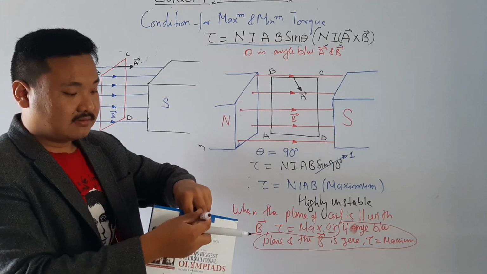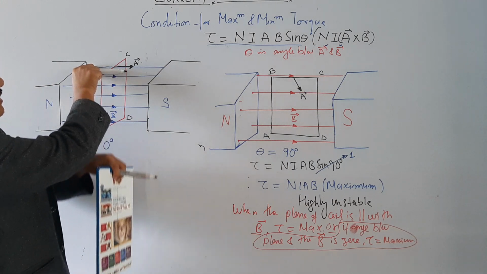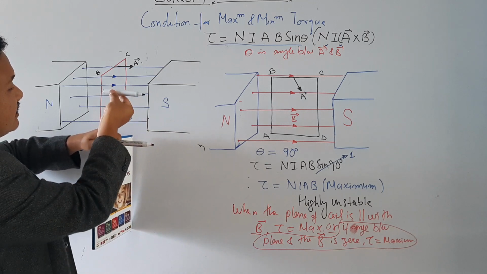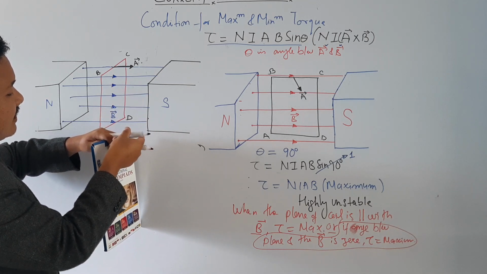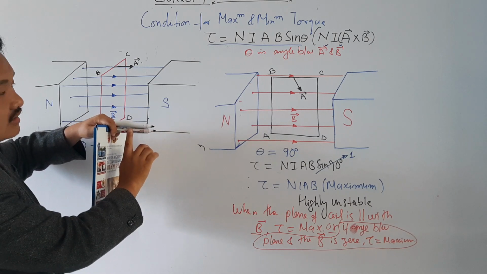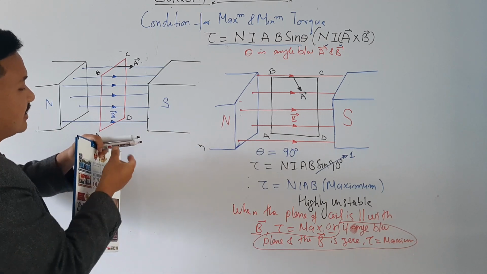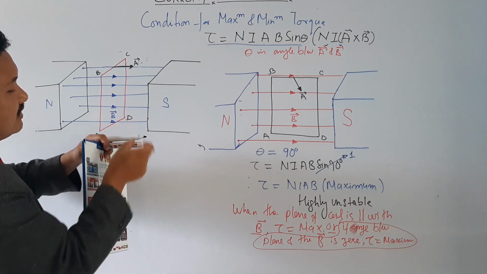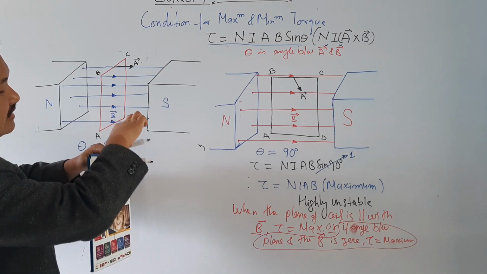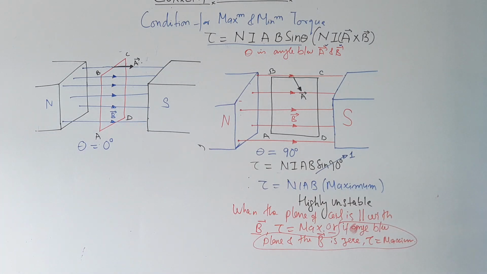Now this is my magnetic field, and the coil is now placed in this condition, like this. The magnetic field and the area vector are in the same line, that is parallel. It means that the angle is 0 degrees. Understood? Angle between the area vector and the magnetic field is how much? It is 0 degrees. If it was like this, then 90 degrees, but it is like this, so it is 0 degrees.